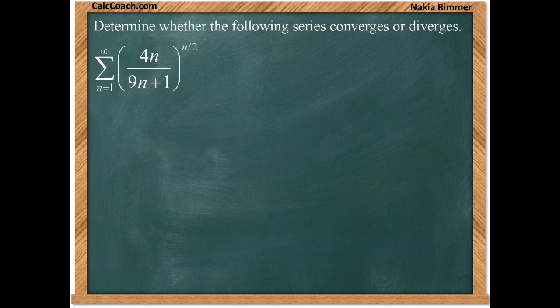And so we have to decide what happens with this as n gets big. The inside is going towards 4/9, and that 4/9 would be raised to the infinity power. If you have something less than 1 and it's raised to larger and larger powers, it's going to go to 0. So it turns out that the test for divergence doesn't help us because we get a 0 limit.